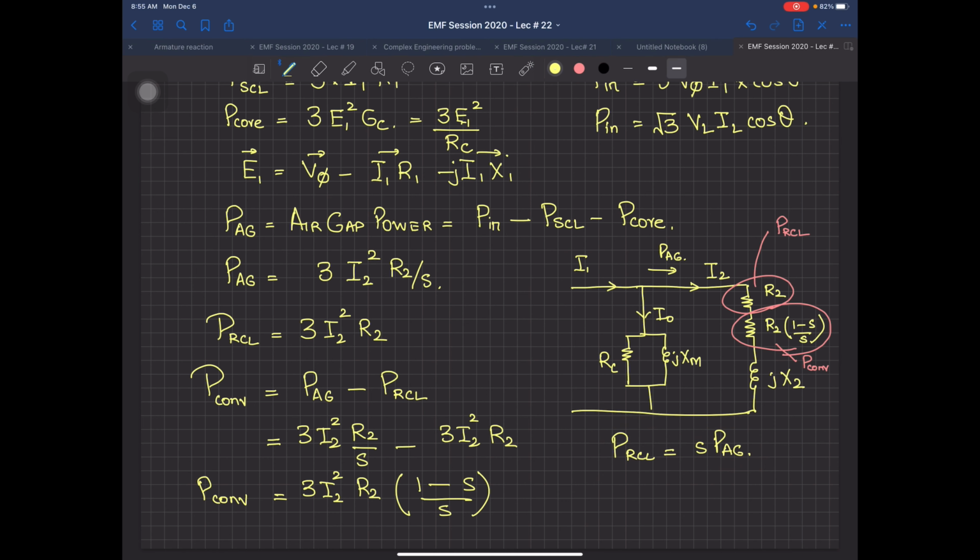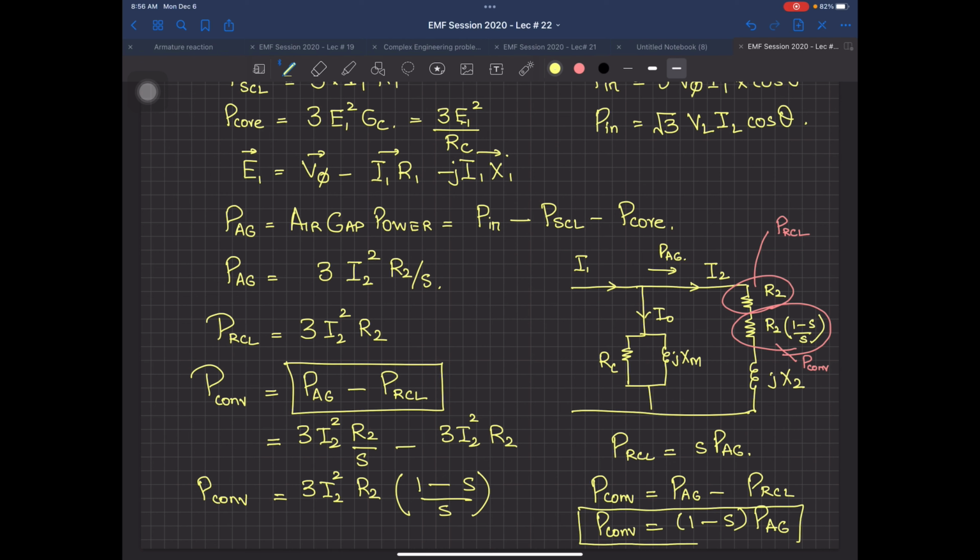So based on this one, now you can even write down P converted. Now this formula, you can write as P air gap minus P_RCL. So you can put in the formula of this RCL over there. So this becomes (1 minus S) into P air gap. So this is your P converted. This one, very, very important formula. So this is the converted power, (1 minus S), brackets close, P air gap over there.